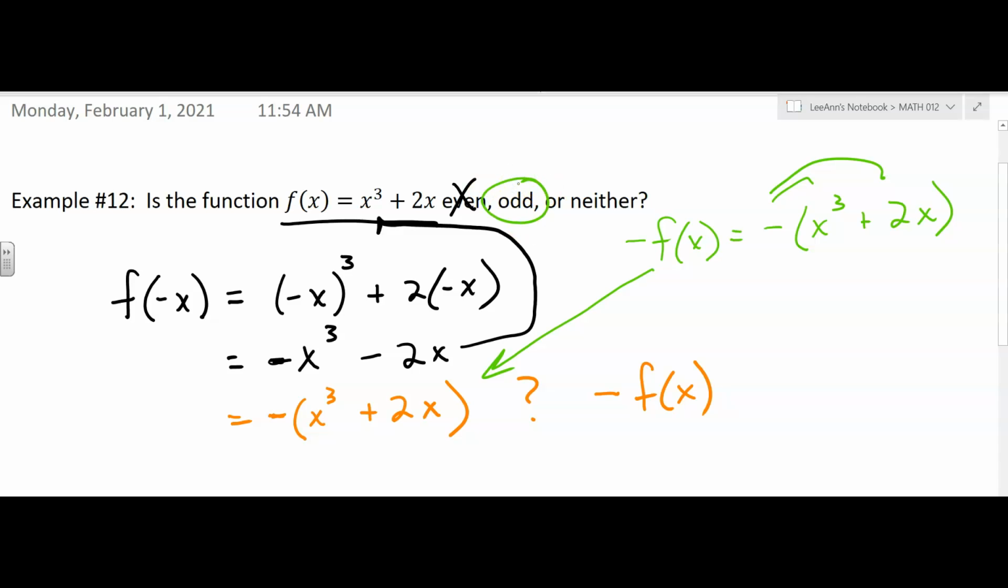So you check to see if it's even, then you check to see if it's odd. If it's not either one, then we would say it's neither even or odd. Okay? But this one is an odd function. Means if you were to graph it, it would be symmetric about the origin. Okay? And you could graph it and check that out. All right, so that's it for the test on even and oddness.